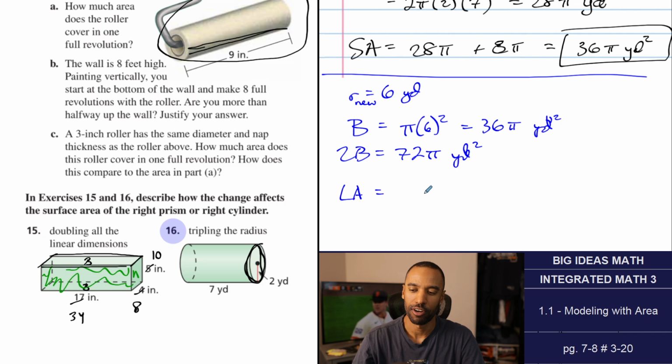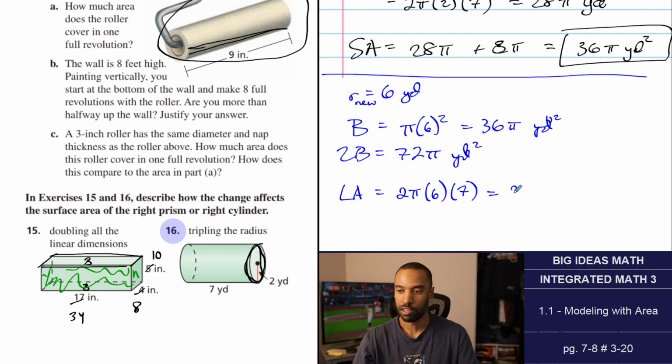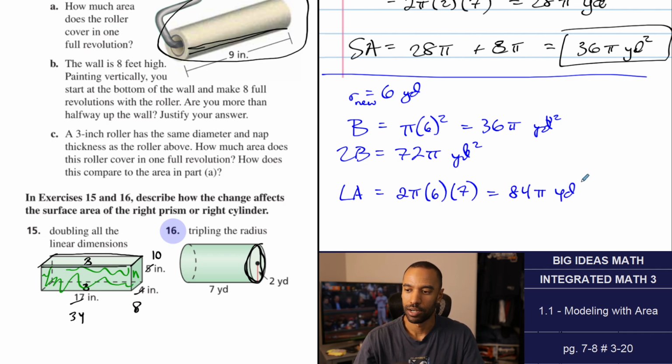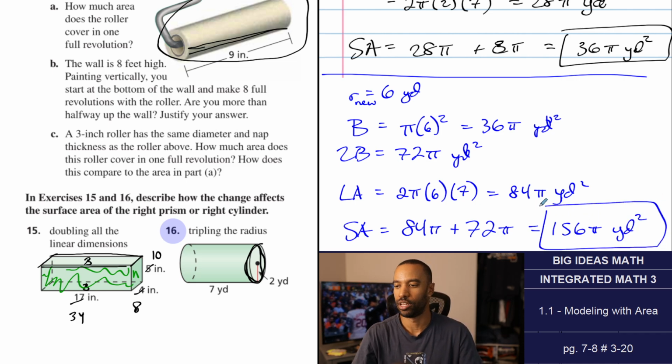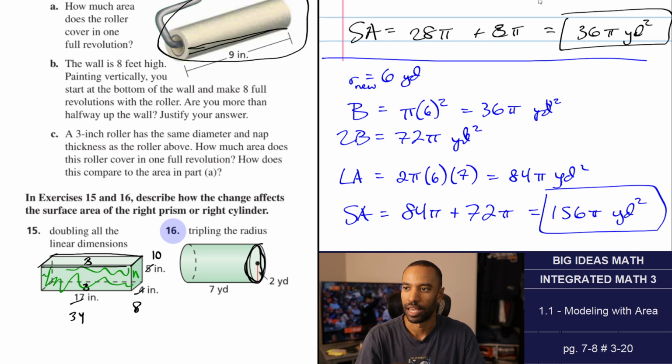Lateral area is perimeter of base, circumference, 2 pi r times your height of still 7. 12 times 7 is 84. So it's 84 pi square yards. So your surface area this time is 36 pi. Your two bases, 72 pi. Hold on, let's do that again. Lateral area is 84 pi plus 72 pi, which is going to be 156 pi square yards. How does the new one compare to the old one? What is 156 pi over 36 pi? Let's figure it out.